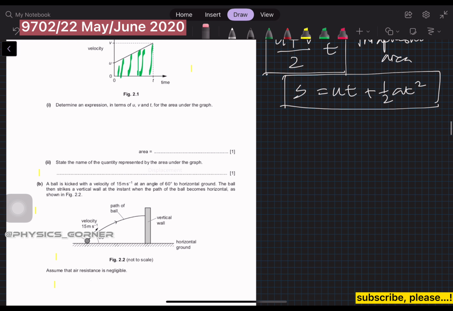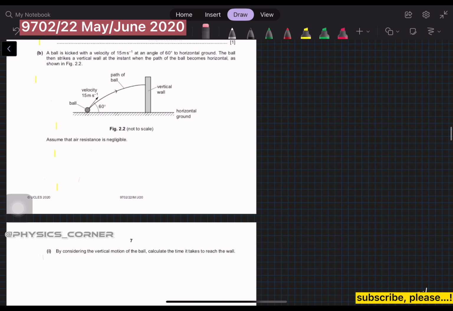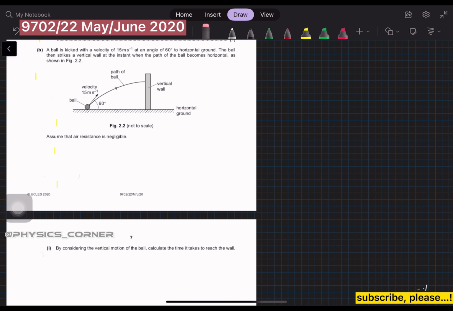B question. A ball is kicked with velocity of 15 meter second minus 1 at the angle 60 degree to the horizontal ground. The ball then strikes a vertical wall at the instant when the path of the ball becomes horizontal, as shown in figure 2.2. Assume that air resistance is negligible. By considering the vertical motion of the ball, calculate the time it takes to reach the wall.